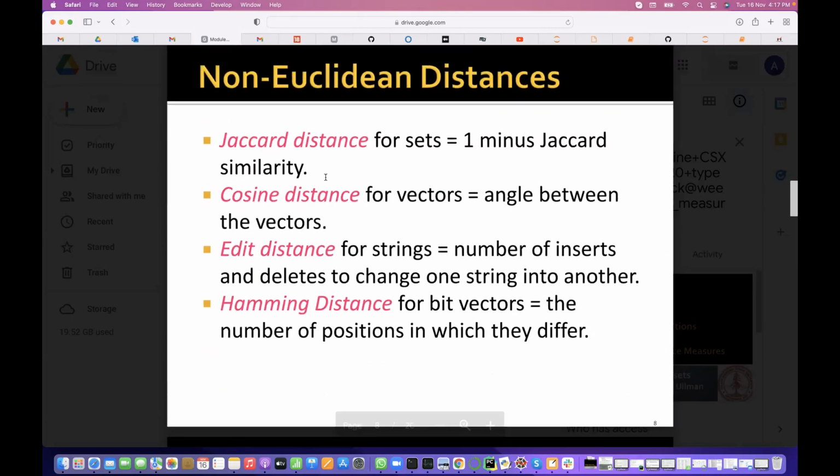So the non-Euclidean distances we consider: Jaccard distance for sets is 1 minus Jaccard similarity. So you know what Jaccard similarity is? It is the number of common points divided by the number of total unique points together in both sets. If you take 1 minus Jaccard similarity, you'll get the Jaccard distance. Cosine distance is for vectors: the angle between the vectors is the cosine distance.